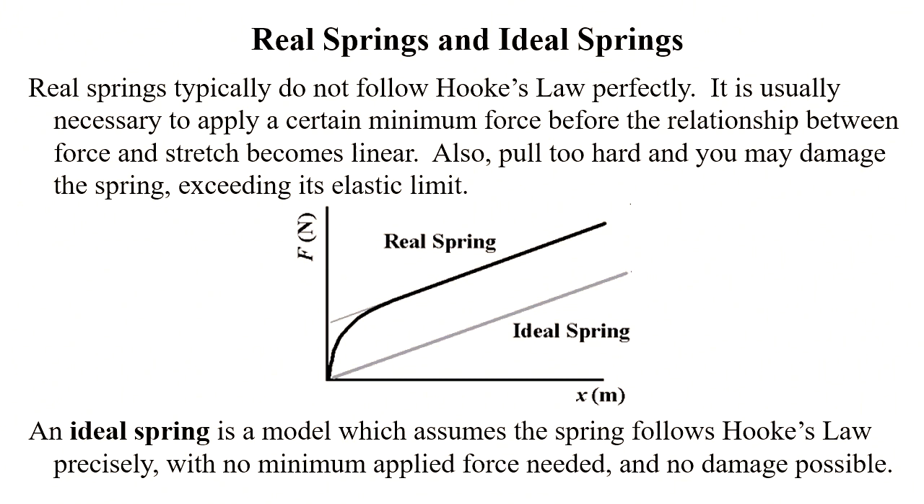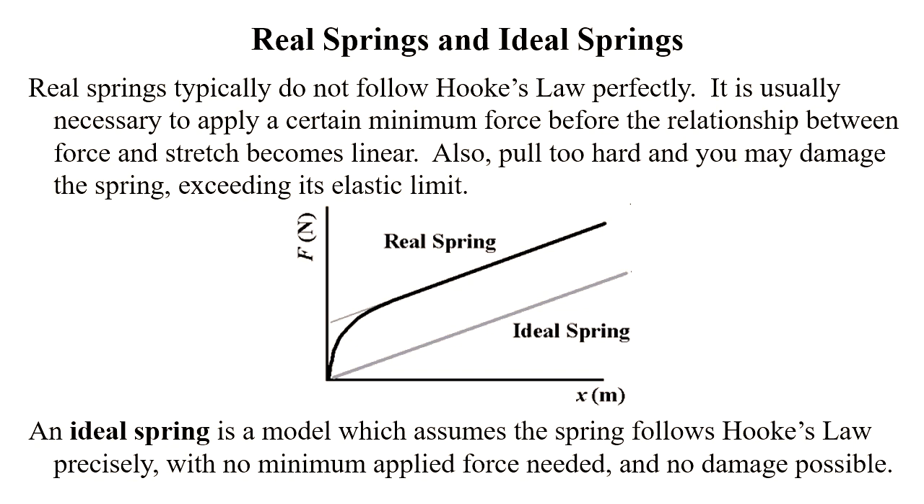Let's talk about the difference between real springs that you might encounter in the real world and ideal springs, such as you might encounter on an AP exam or in a made-up practice question. Real springs typically do not follow Hooke's law perfectly. It's usually necessary to apply a certain minimum force before the relationship between force and stretch becomes linear. This shows up on the graph as a sort of elbow at the start. Also, if you pull a real spring too much, you're going to damage it, and then it won't snap back to its original length, and that's called exceeding the elastic limit.